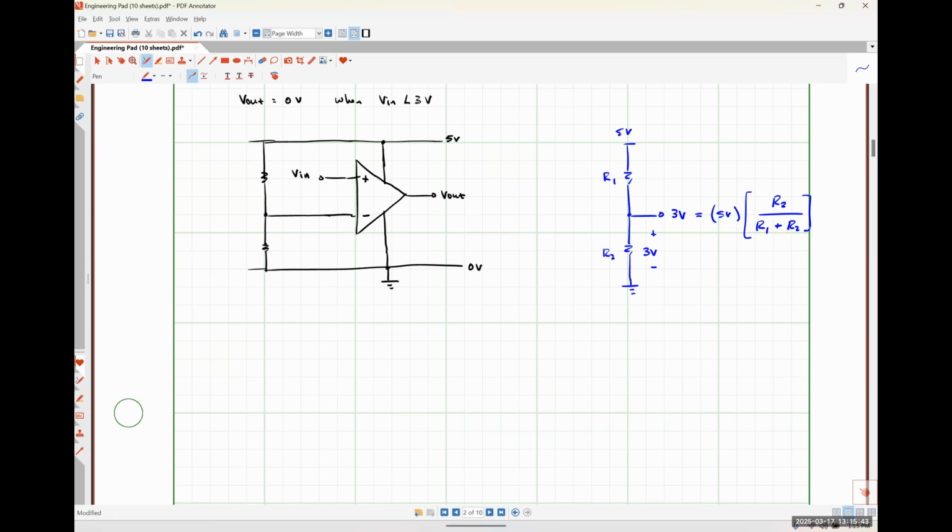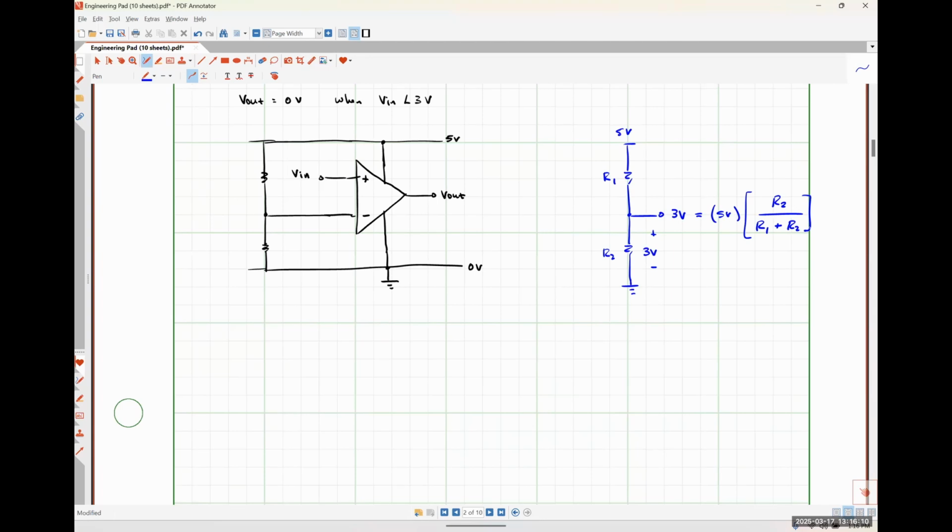Still waiting for numbers from you guys. 3 and 2. So 3 and 2, absolutely. So which one is 3? Or no, R2. So R2 would be 3 and R1 would be 2. So that would give us 5 times 3 over 5 is 3. Absolutely.